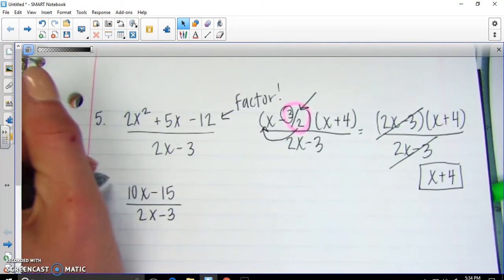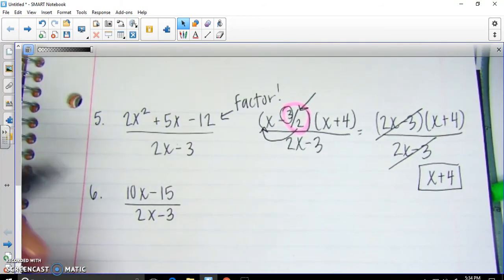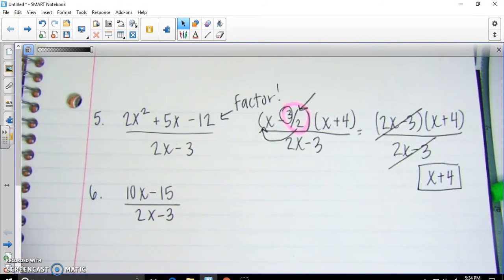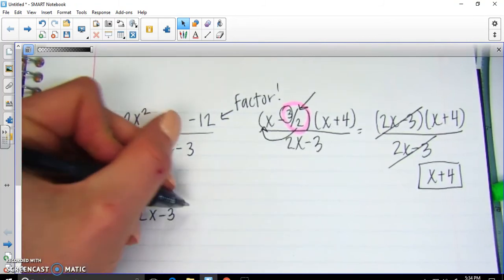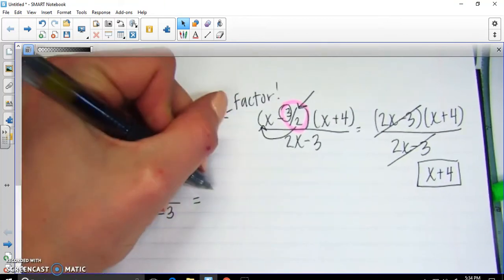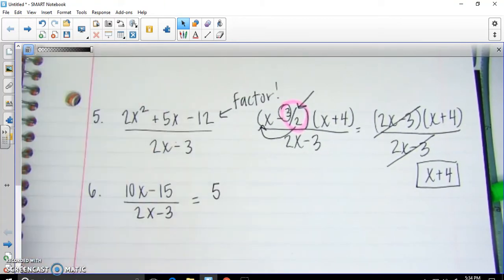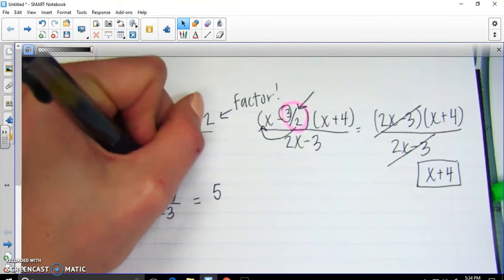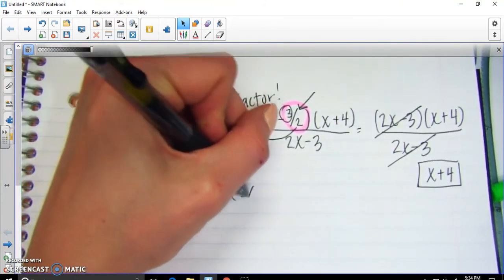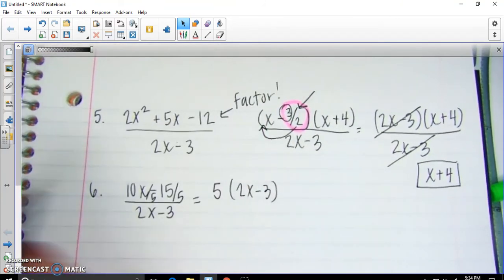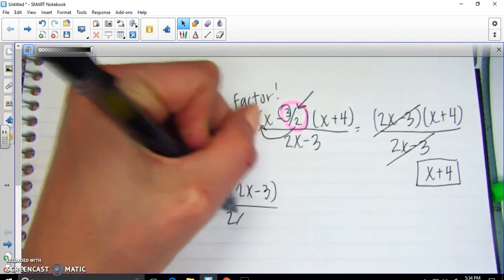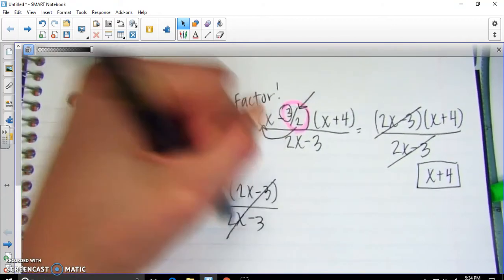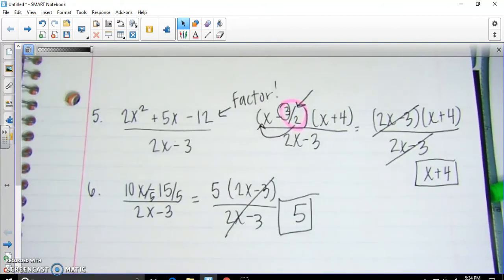Last question, I've got a binomial divided by a binomial. Look for the GCF. What can we divide out of both terms 10x minus 15? We can take out a 5, and that's about it. So divide both terms by 5. We're left with 2x minus 3 over 2x minus 3. Cancel. Our answer is just 5.